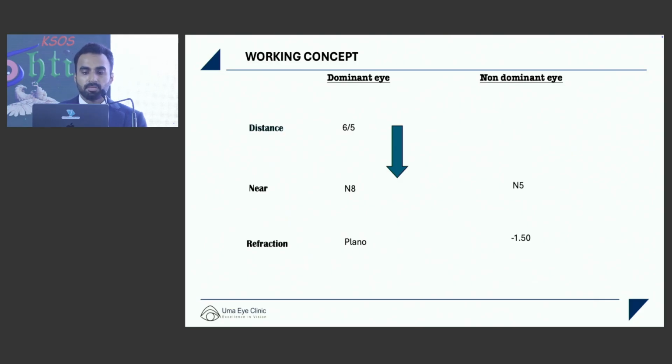The non-dominant eye, which is targeted for minus 1.5, has a near vision of N5. But even with this 1.5, the patient is able to read up to 6/9. So typically with the minus 1.5, the patient could only read about 6/18 or 6/12, right? But because of the Presbyon profile and spherical aberration, even the near eye has good distance vision. So when the patient is blending together, their vision is amazing. They have 6/6.5 and N5 for distance, intermediate and near.